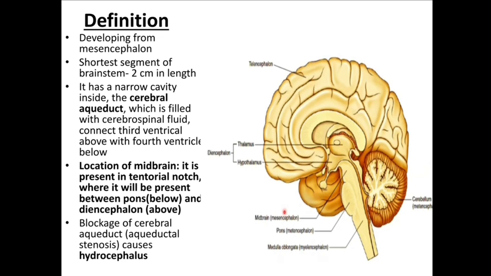Definition: the midbrain, developing from the mesencephalon, is the shortest segment of the brain stem, roughly 2 cm in length. It has a narrow cavity inside, called the cerebral aqueduct, which is filled with cerebrospinal fluid and connects the third ventricle above with the fourth ventricle below.